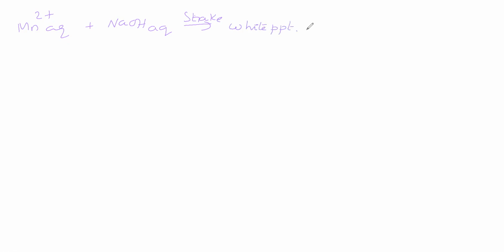Then to this white precipitate, let us add bromine water. We are getting a black color precipitate. Otherwise, a brown color precipitate we will get. A black or brown precipitate will be obtained.